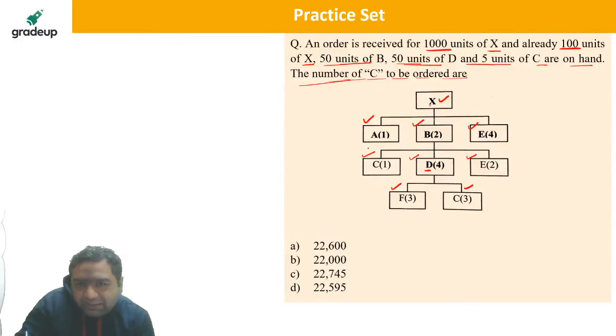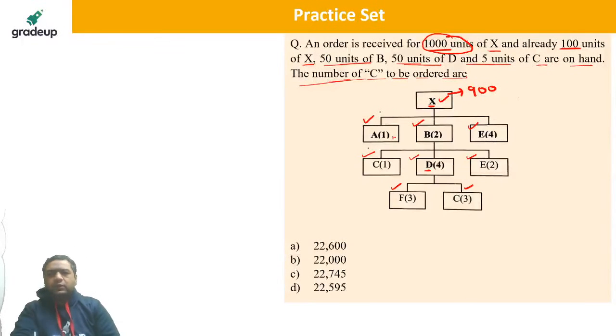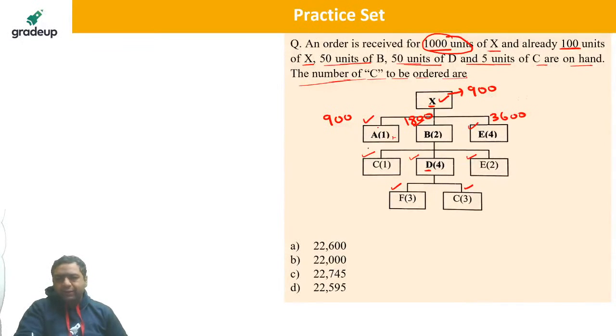So 1 unit of X requires 1 unit of A, 2 units of B, and 4 units of E. You need to make 1000 units of X, and already 100 units of X are available. So you need to make 900 units of X. So for 900 X, 900 A, 1800 B, and 3600 E are required.